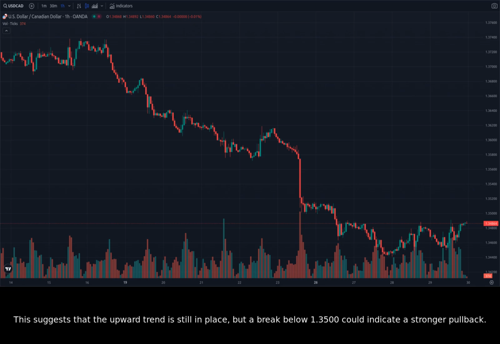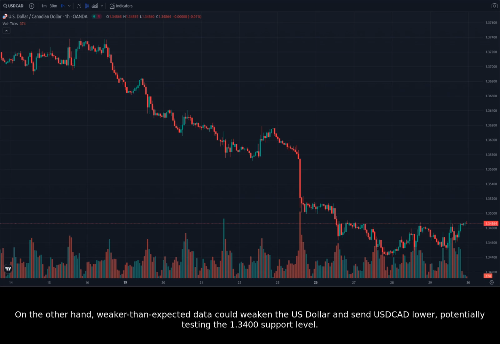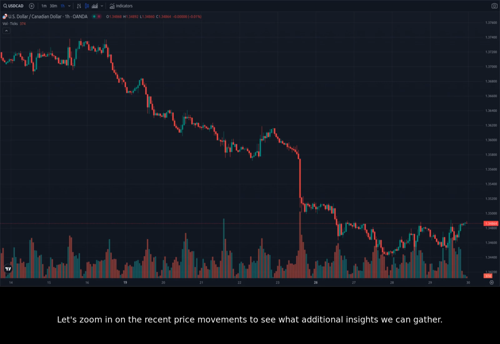If the U.S. Core PCE price index data comes in stronger than expected, it could bolster the U.S. dollar and push USDCAD higher, potentially breaking through the 1.3600 resistance level. On the other hand, weaker than expected data could weaken the U.S. dollar and send USDCAD lower, potentially testing the 1.3400 support level. Let's zoom in on the recent price movements to see what additional insights we can gather.